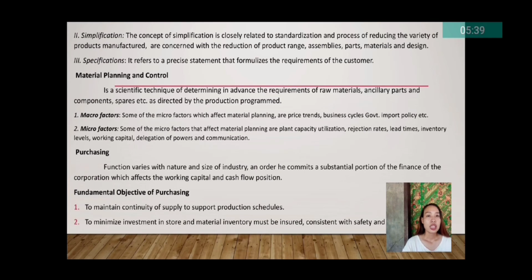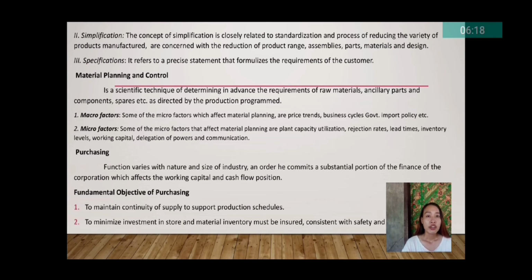Second is the concept of simplification. It is closely related to standardization, a process of reducing the variety of products manufactured, concerned with the reduction of product range, assemblies, parts of material and design. So, simplification is related to standard processes by which they are manufactured, and then their product range or the assembling of a product's materials and designs.